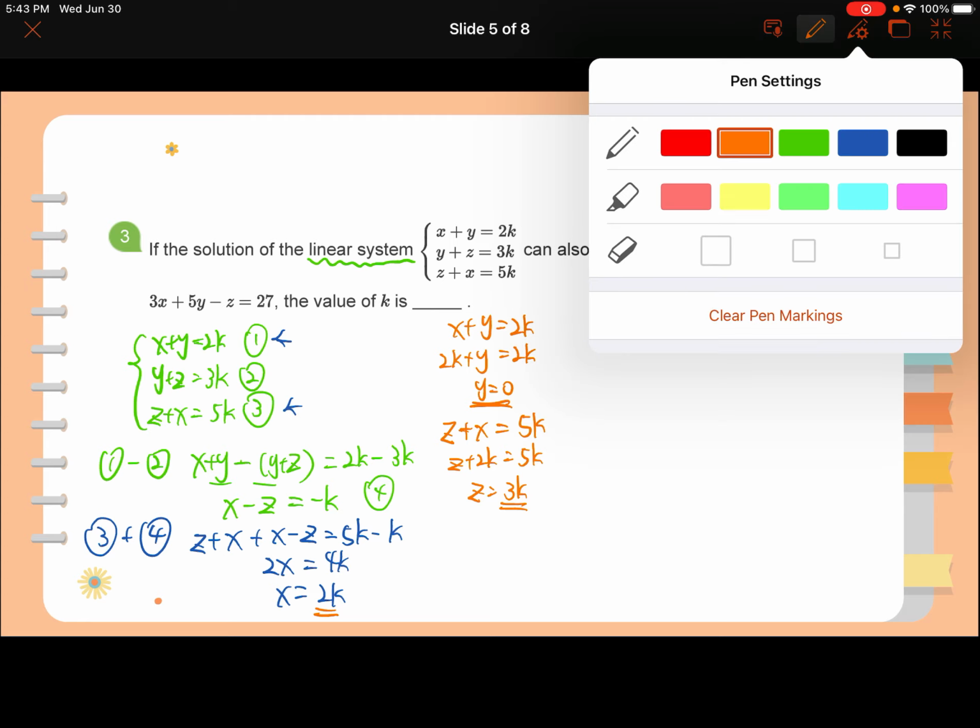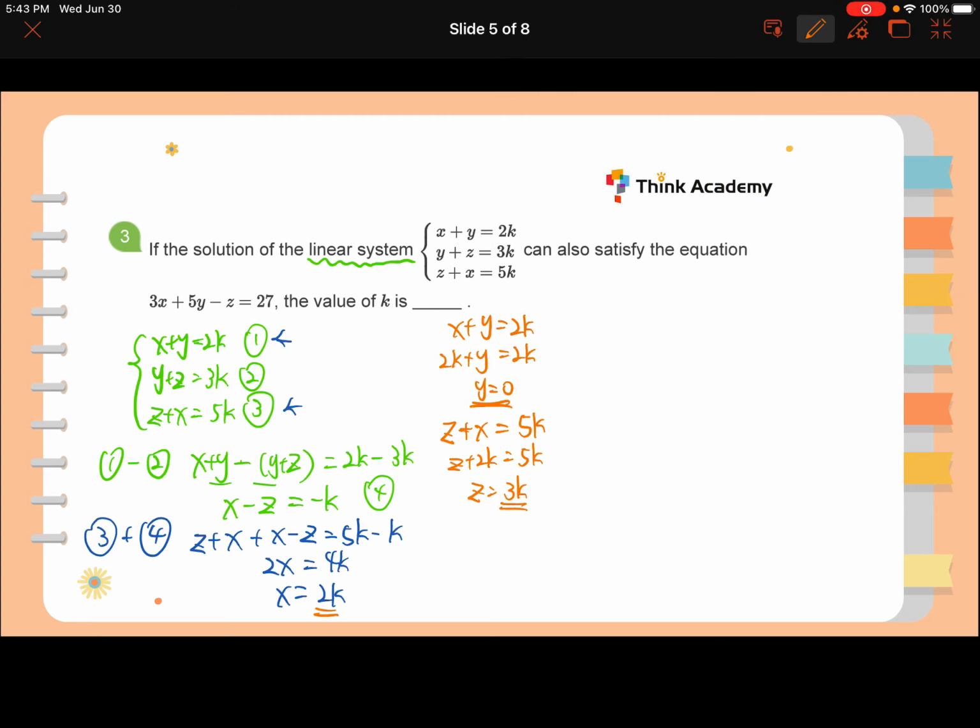Now the last step is to use the final equation, 3x plus 5y minus z equals 27. We just plug in the values of x, y, and z into this last equation. So we have 3x plus 5y minus z equals 27. And what's x? x is 2k. So 3 multiplied by 2k plus, what's y? y is 0, and 5 times 0 is just 0. And minus z, which is 3k.